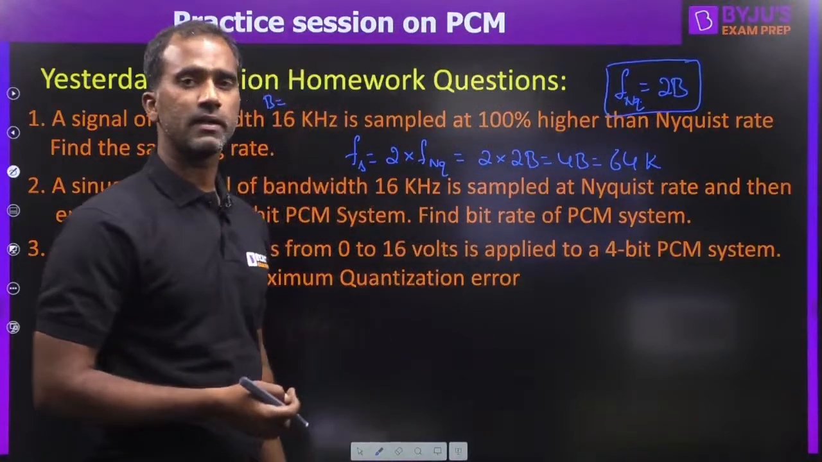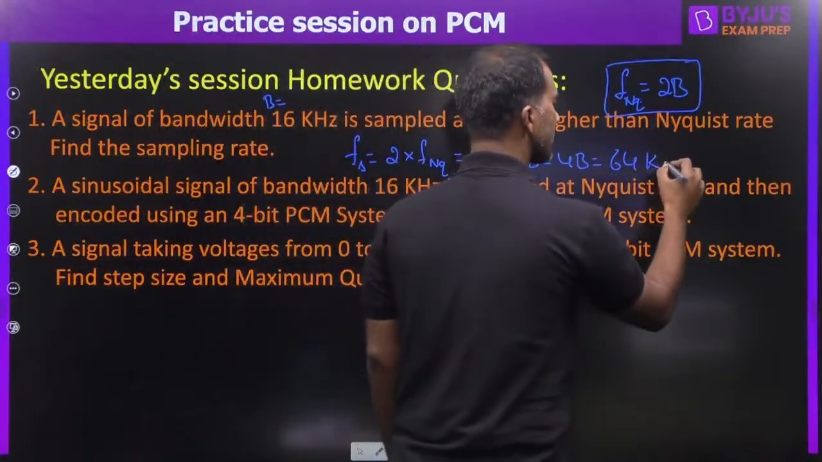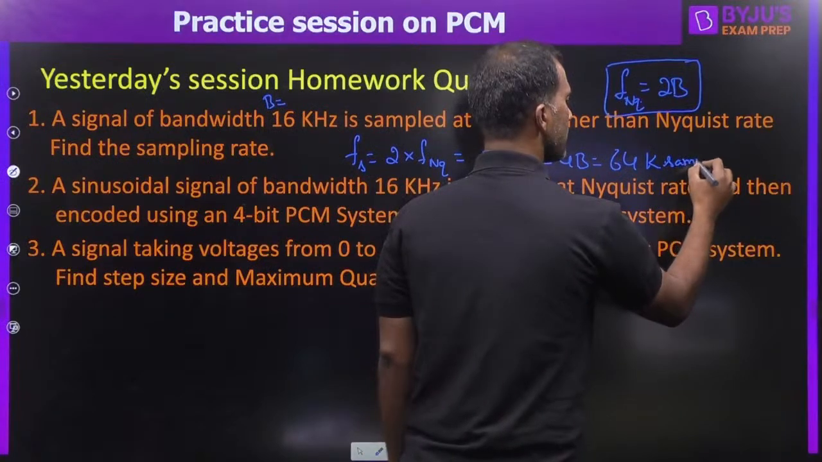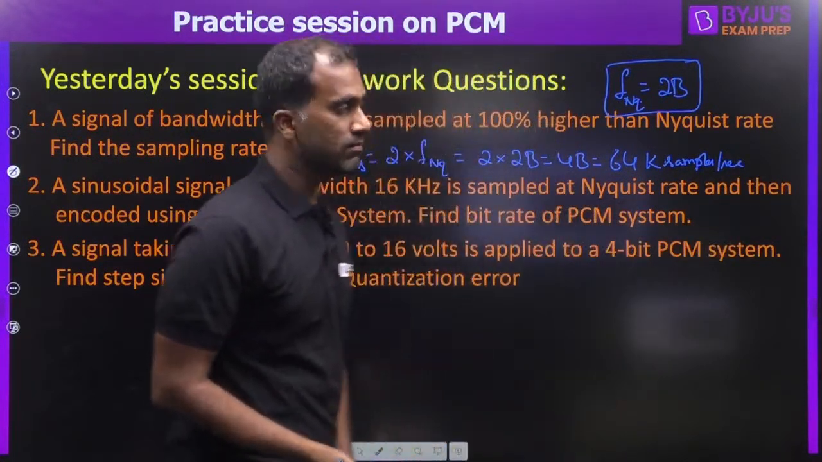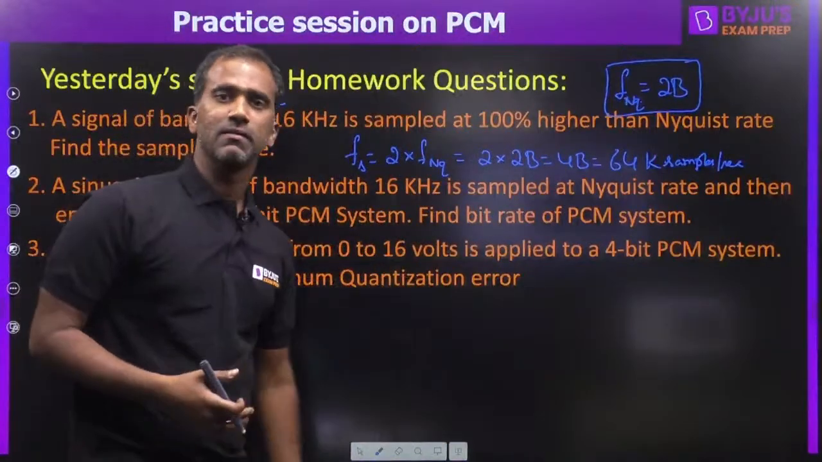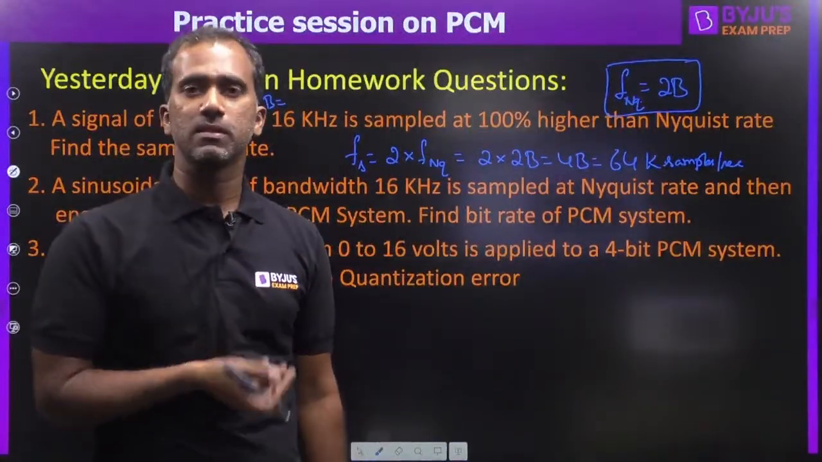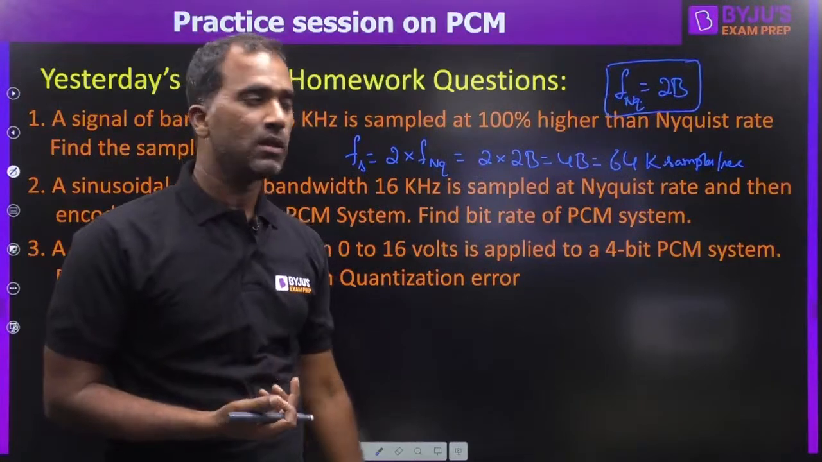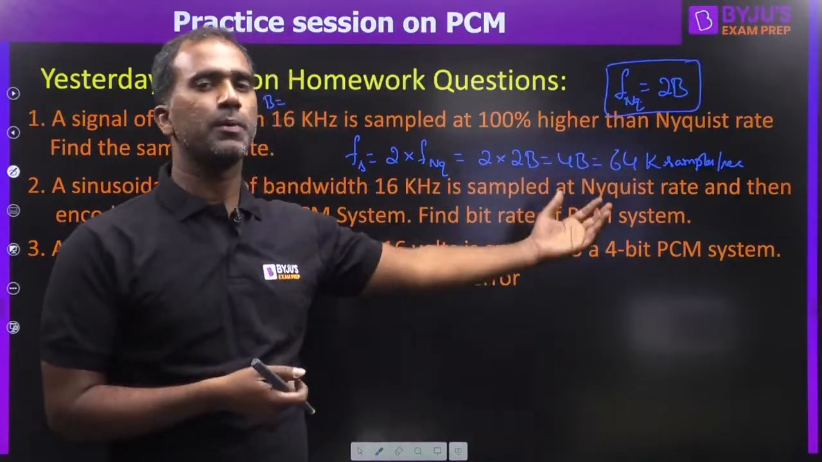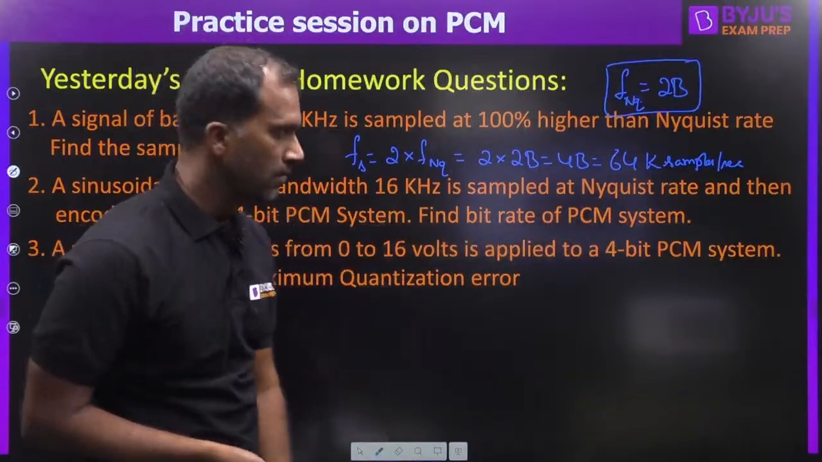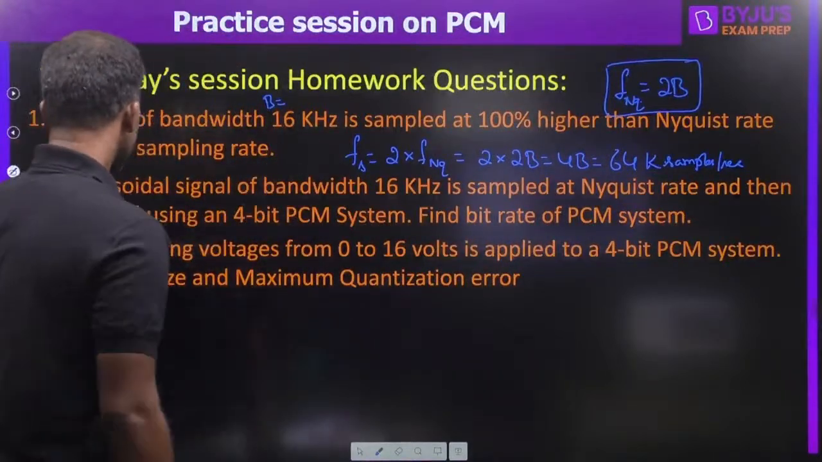What is the unit of sampling rate? You can write it as samples per second, or sometimes you might find it as hertz also, because we also call sampling rate the sampling frequency. When we call it a sampling frequency, we can say 64 kilohertz. When we say sampling rate, the appropriate unit is samples per second. Right, so that is the answer.